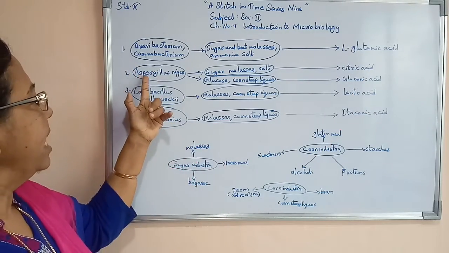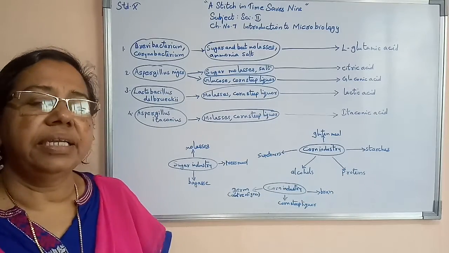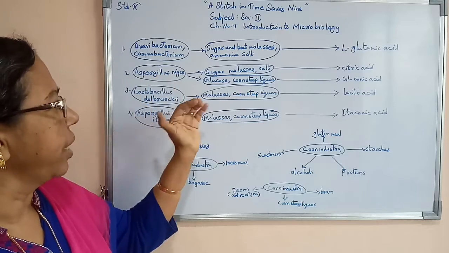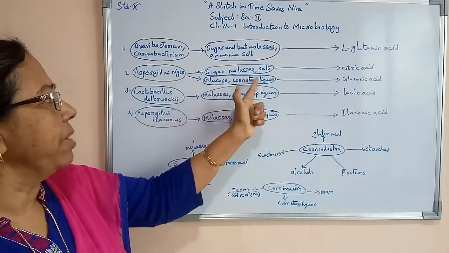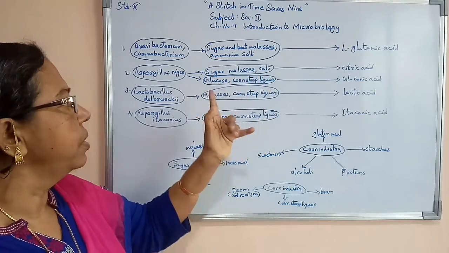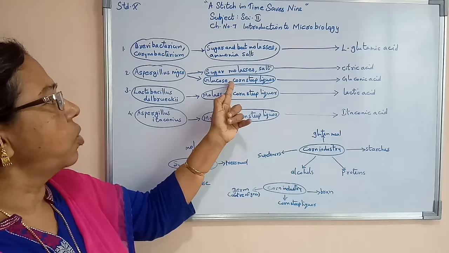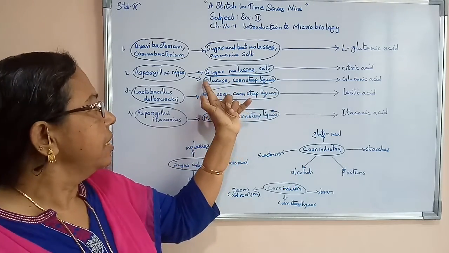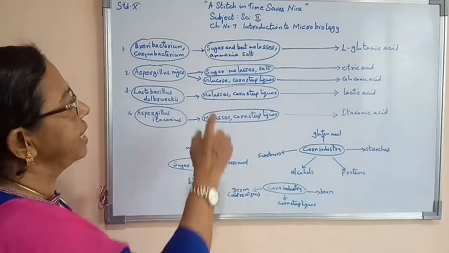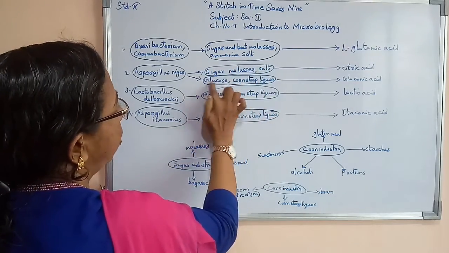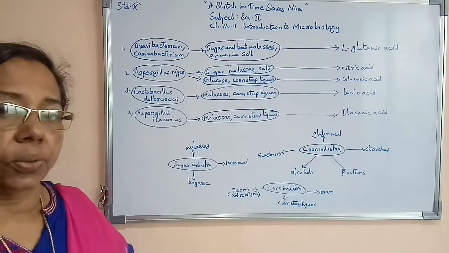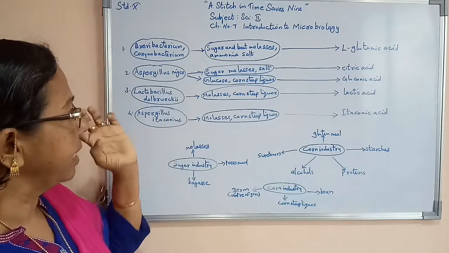Now the next one, Aspergillus niger. That is a type of fungus. It is growing in two types of medium, I can say. One is sugar molasses as well as salt medium, or we can say glucose with corn steep liquor medium. Either this medium or this medium, Aspergillus niger can grow in any of these. So Aspergillus niger is a type of fungus.